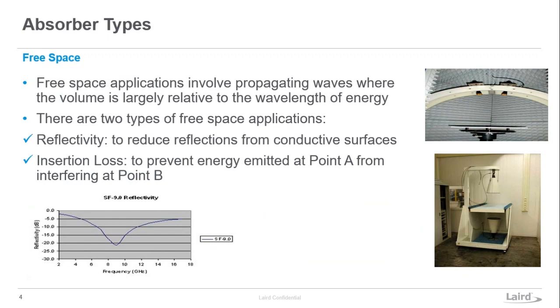Within this free space category, you've got two subtypes. The first one is the reflectivity absorber. The purpose here is to reduce the reflection from conductive surfaces that could disturb your environment. And the second one is called insertion loss. The purpose here is to prevent the energy emitted from a source from disturbing another point.